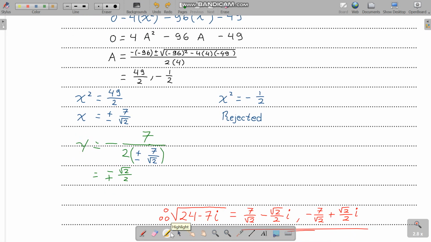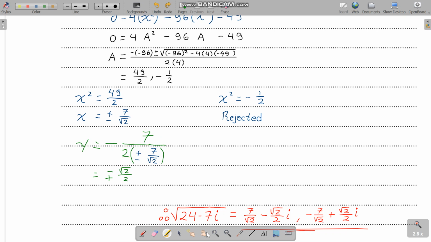So we have only two possible x values, plus 7 over root 2 and minus 7 over root 2. For the y value, it's minus 7 over 2x. So you plug in the x. Because there's a minus, we're going to get minus plus. So this is plus minus, this is minus plus. And if you use your calculator, 7 over 2 times this, you're going to get root 2 over 2.